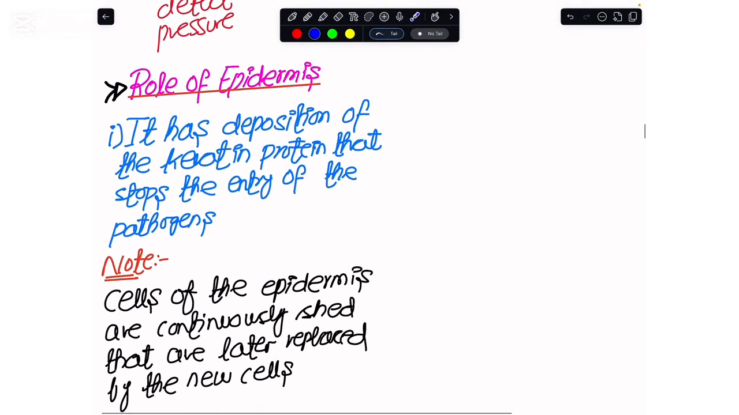Now, if we talk about the role of the epidermis, as I have told you above, it further has three sublayers in it. But the good thing is that the epidermis has a deposition of the keratin protein, and it would stop the entry of pathogens. Now, since our skin is exposed to the external environment, the cells of the epidermis would continuously shed, and later on they would be replaced by new cells.